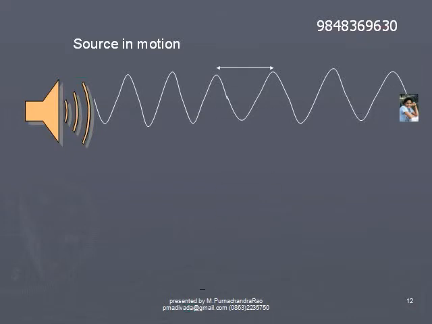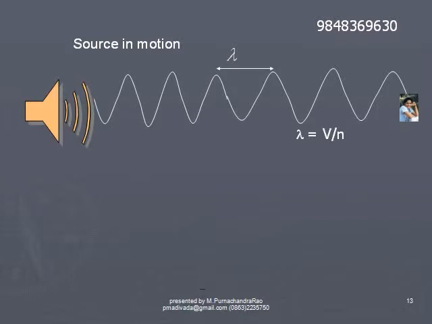Then, if v is the speed of sound, n waves will occupy the length v. And the wavelength lambda is equal to v by n. Wavelength is the distance occupied by one wave. Distance occupied by n waves is v, then the distance occupied by one wave, lambda, is equal to v by n.